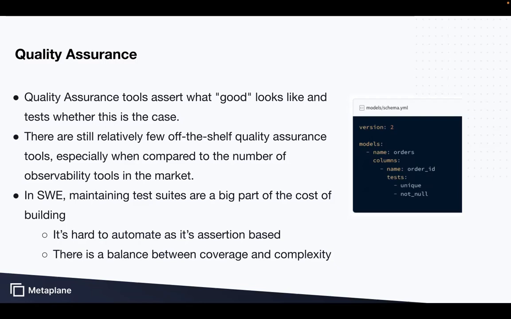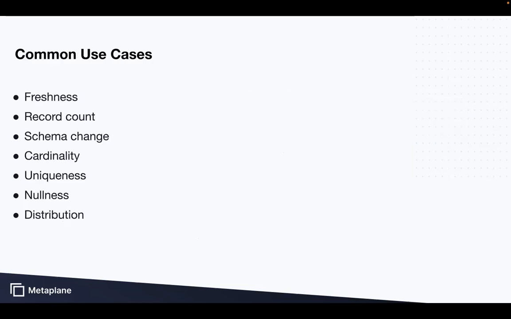But as you could imagine from something being so laborious, you have to make a balance between coverage and complexity. It's very rare for software engineering test suites to cover every possible eventuality. So common use cases that I think span quality and observability are things like freshness. So this is like, did my DBT model run, right? From a quality point of view, you'd assert that my model should run between 8 a.m. and 10 a.m. And if it didn't, that's a problem.